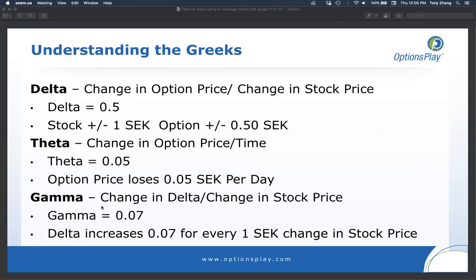So above here, I talked about the call option having a delta of 0.5. And I said that if the stock moved up by 1 crown, your option will move up by half a crown. If the stock moved down by a crown, your option loses half a crown. But what happens is, when it goes from 100 to 101, and then from 101 to 102, the delta actually starts to increase. So as you're correct on the trade and the stock goes higher and higher, the delta also gets higher and higher. And eventually the delta approaches 1. And when delta approaches 1, you get dollar for dollar exposure.